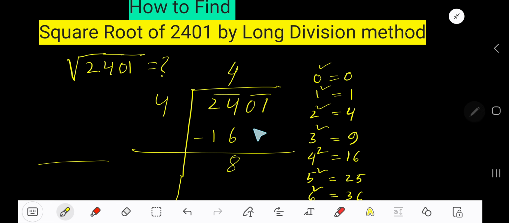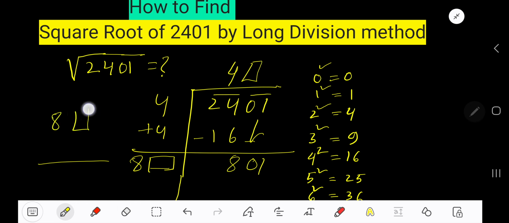8. Bring down the next pair. The same digit will come under this divisor. 4 plus 4, 8. Now here you have to consider a number, right? And you need to multiply, and this product will be equal to 801 or nearest to this.